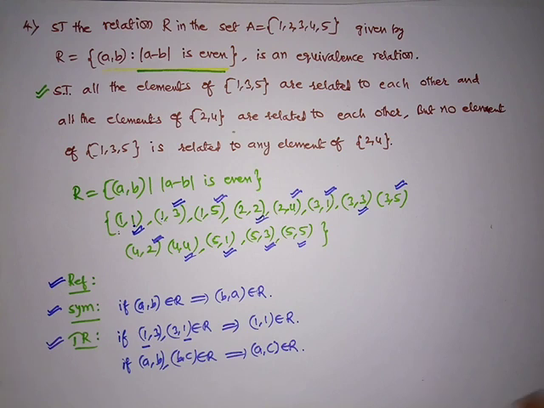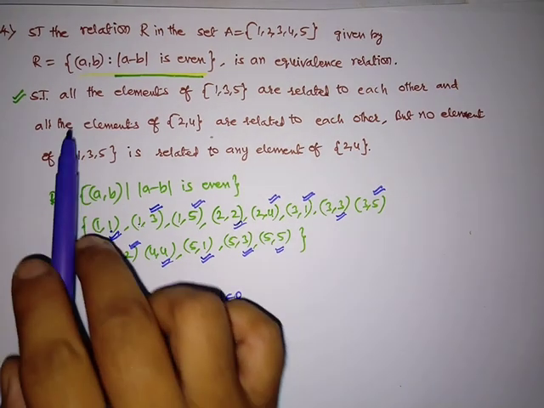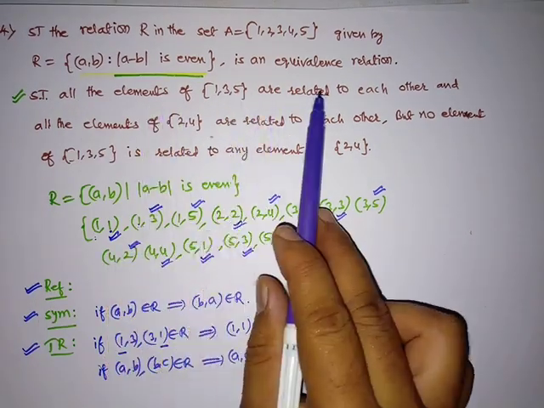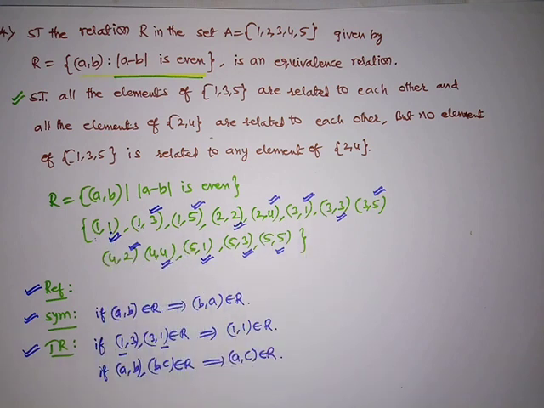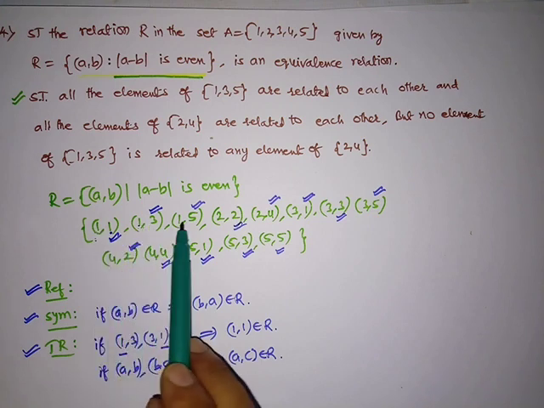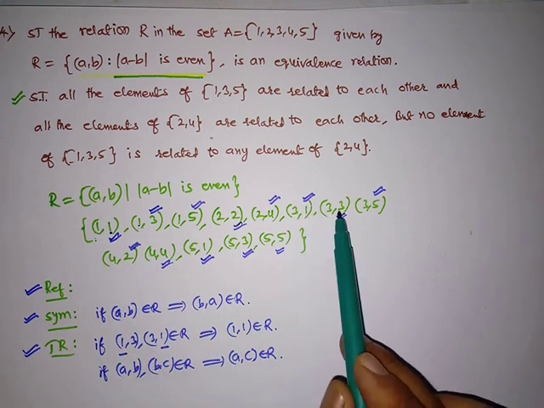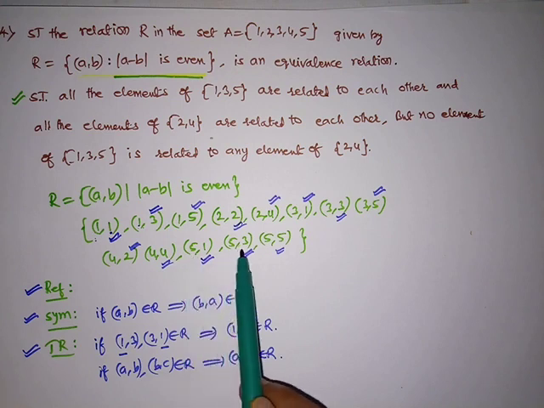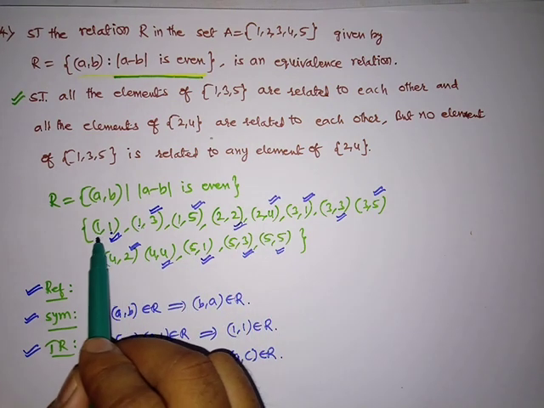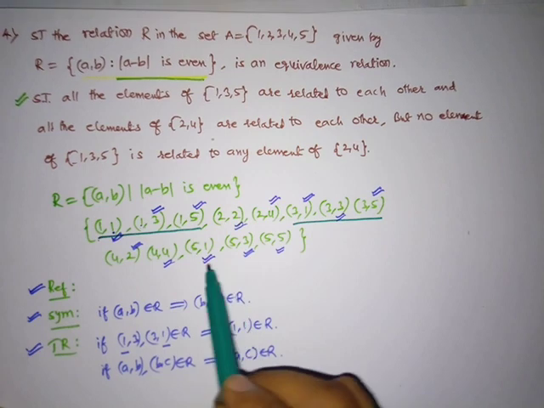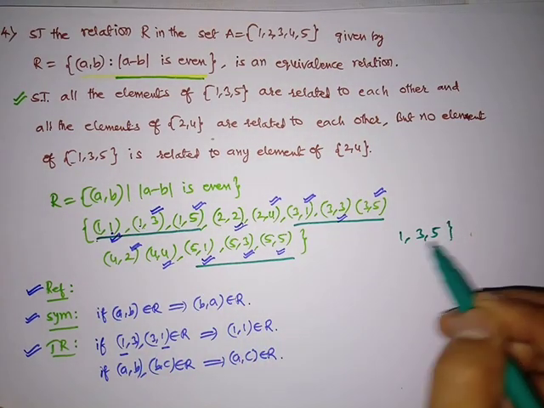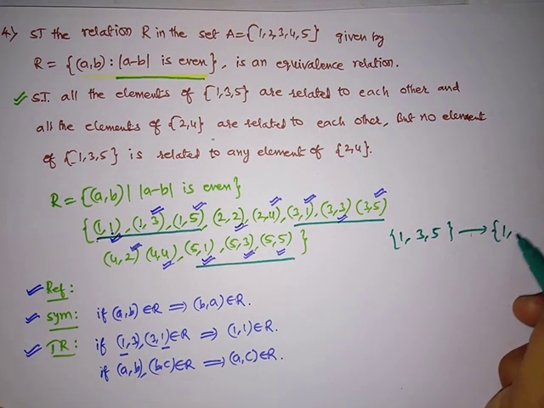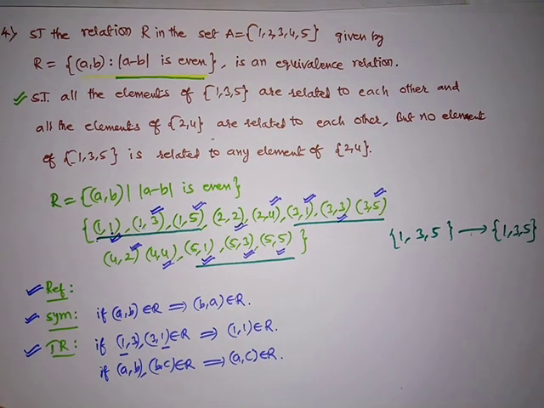Now coming to the next question: show that all the elements of {1, 3, 5} are related to each other. We'll see from here only. For 1, 3, 5: 1 comma 1, 1 comma 3, 1 comma 5, 3 comma 1, 3 comma 3, 3 comma 5, 5 comma 1, 5 comma 3, 5 comma 5. So these elements are related. So the elements of {1, 3, 5} are related to the elements of {1, 3, 5}.